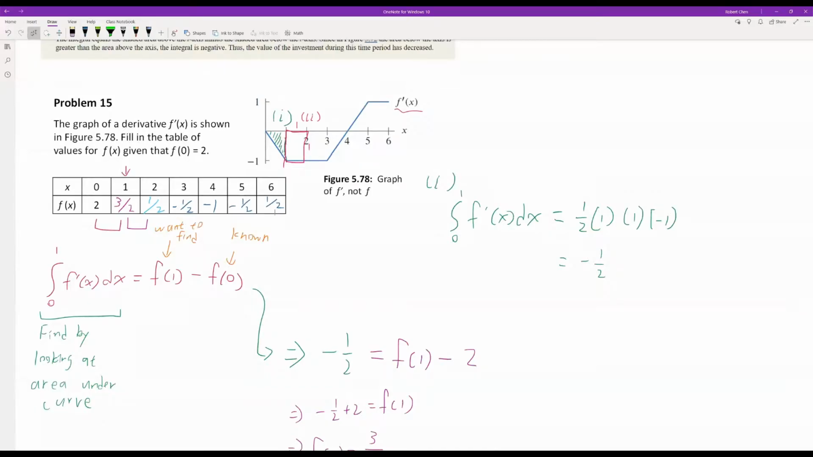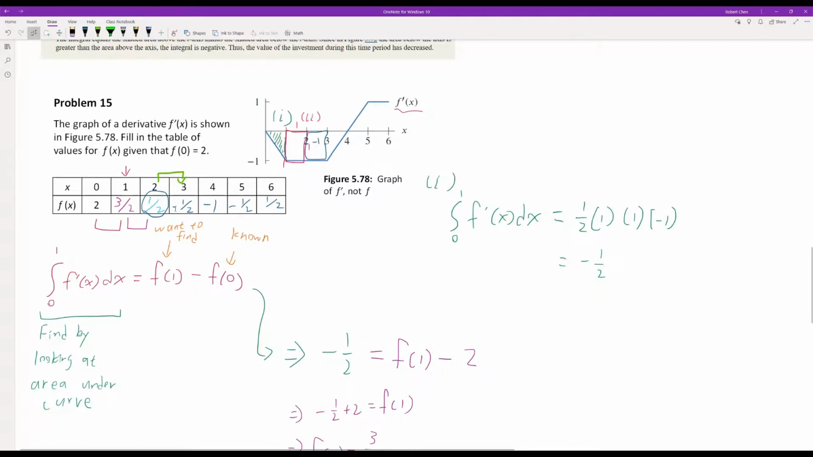All right, so hopefully you guys had some time to try this one out. So basically what you need to do is take the previous function value. Let's say I want to find f of 3. You take this value, 1/2, and add the area under the curve between 2 and 3. So between 2 and 3, this area is -1. So you add -1 to 1/2, and you get the next one, which is -1/2.